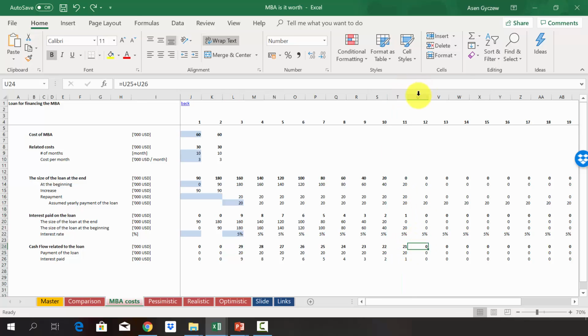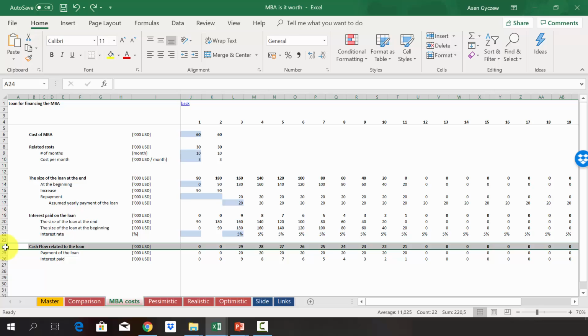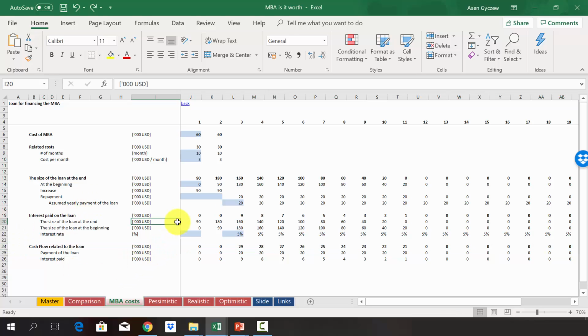And obviously there will be zero since we have already repaid all the loan in year 12. Now, we're going to use this as a basis for all the three scenarios. So we're going to use the cash flow in order to see how we are benefiting from the MBA, given obviously different assumptions for each and every scenario. So let's move on to scenario number 1, being the pessimistic scenario.